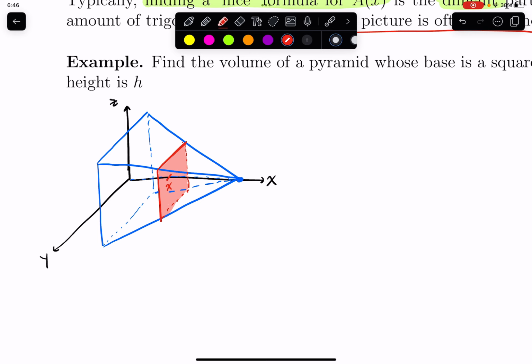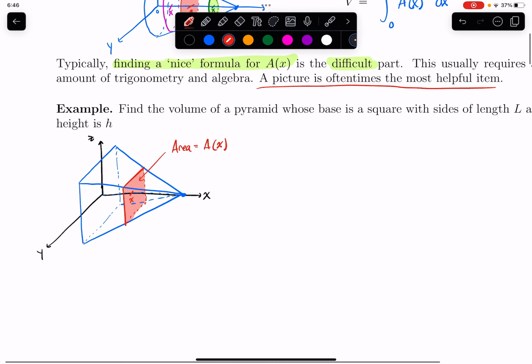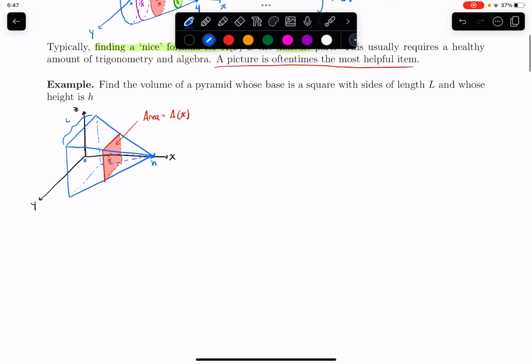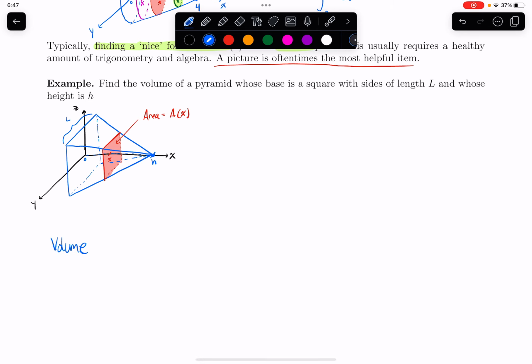And so, much like the picture I had up above, if I want to compute the area of this, that's going to be important. So here, I'm going to let the area of this be some function of x. In particular, the side lengths are L. So the base is length L, and the height is h. So if I start at the origin, the height is h on the x-axis. The volume, using the notion of cross sections, should be the integral from 0 to h of this area function dx.